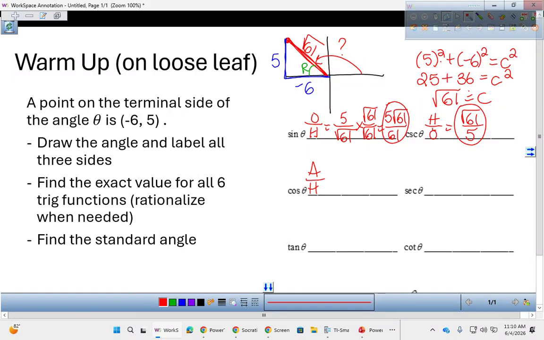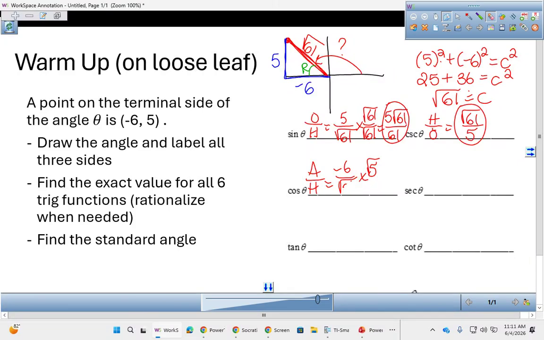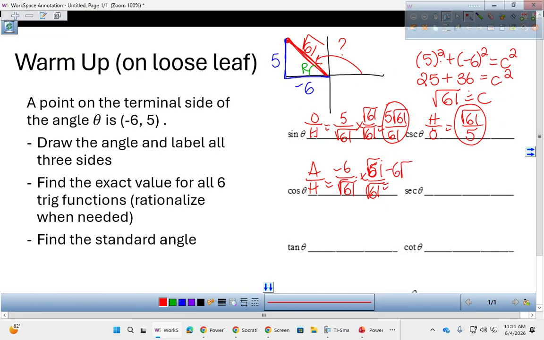So the adjacent leg is -6. Here's my hypotenuse, and I'm going to rationalize that. I don't know why I wrote 54, I have no idea where I got 54 from. It's 61. I'm multiplying by root 61, so I have -6 root 61 over 61. And then secant is hypotenuse over adjacent.